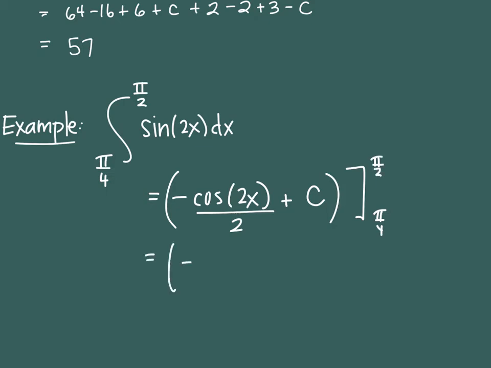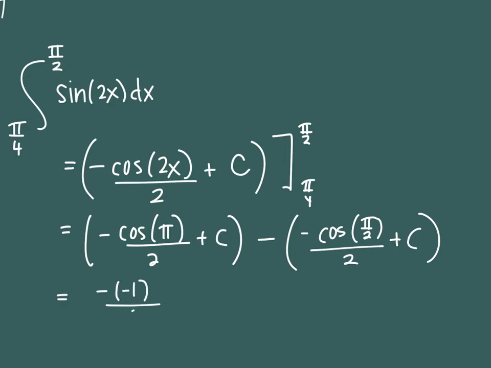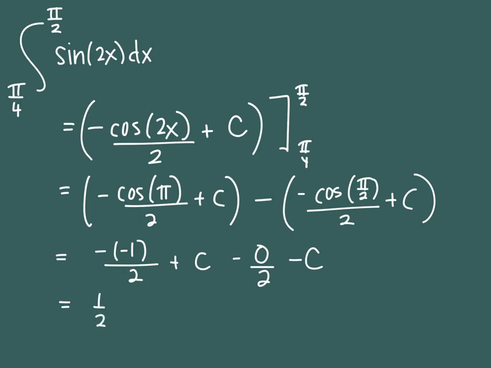And so when we evaluate that, we'll have negative cosine of 2 times pi halves, so that's just pi, over 2 plus c, minus negative cosine of 2 times pi fourths, which is pi halves, over 2 plus c. And we know that the cosine of pi is negative 1, so this will be negative negative 1 over 2 plus c. We know that the cosine of pi halves is 0, so this would be minus 0 over 2 minus c. So we're looking at an overall value of 1/2.